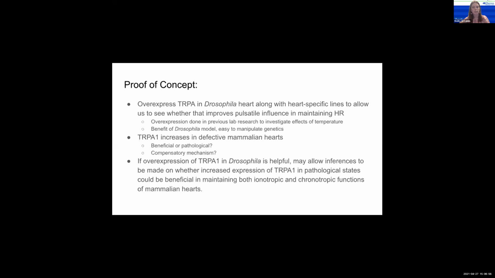The reason we're looking into the overexpression of TRPA1 receptors specifically is that we see an increase in TRPA1 expression in defective mammalian hearts, but it's currently unknown whether this change is beneficial, helping to mediate problems as a type of compensatory mechanism, or whether it's actually a pathological response to disease. So if the overexpression of TRPA1 receptors in this model helps maintain heart rate, that could suggest that the increased TRPA1 expression in human pathological states could actually be a beneficial response.